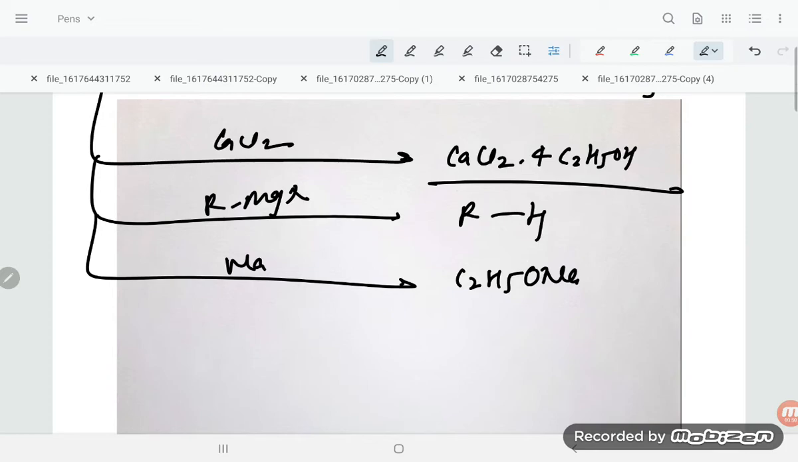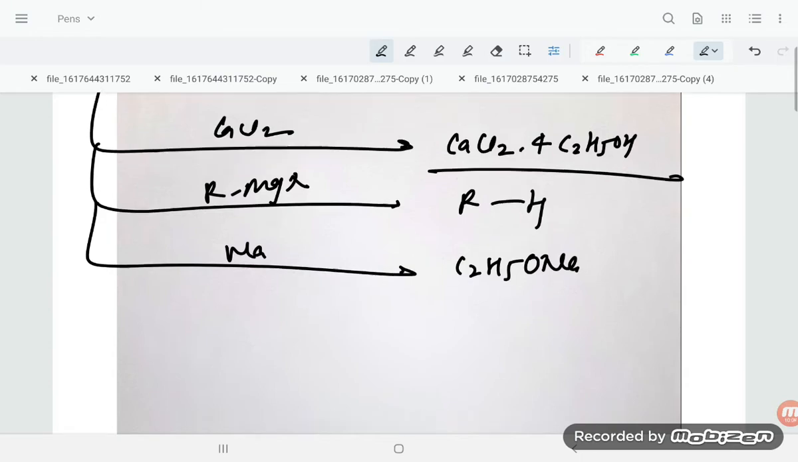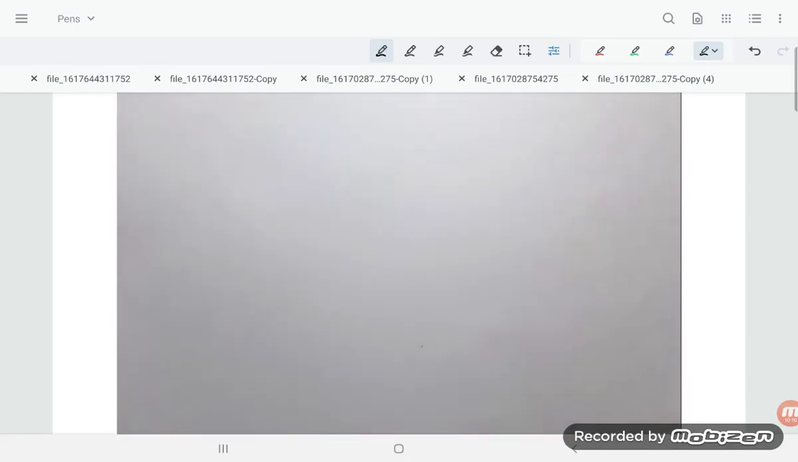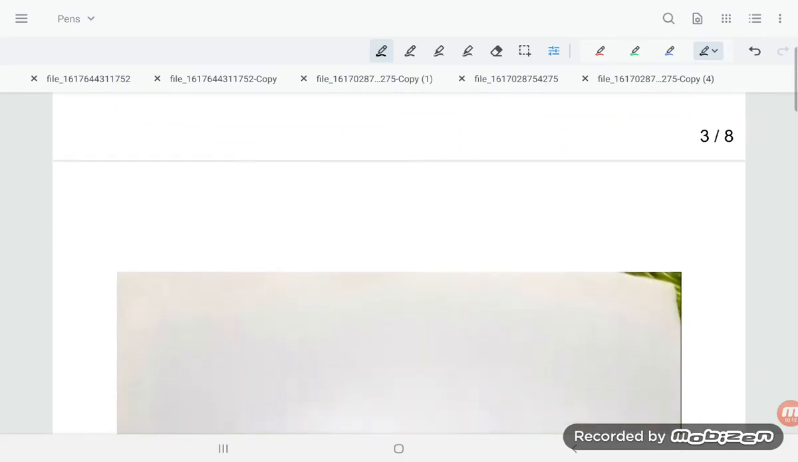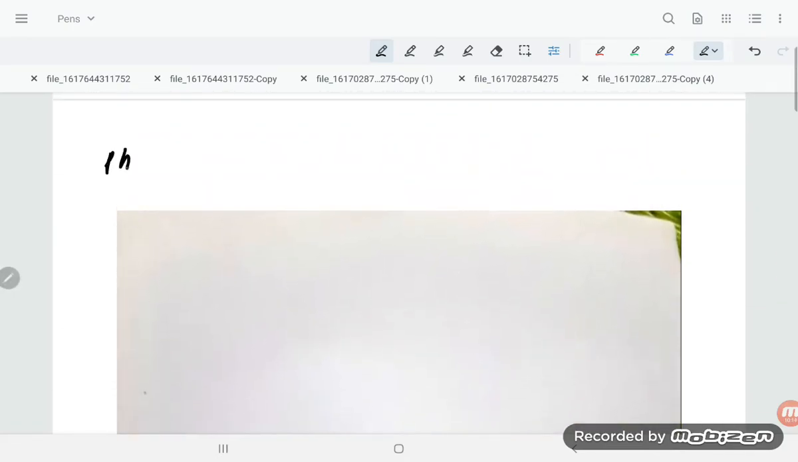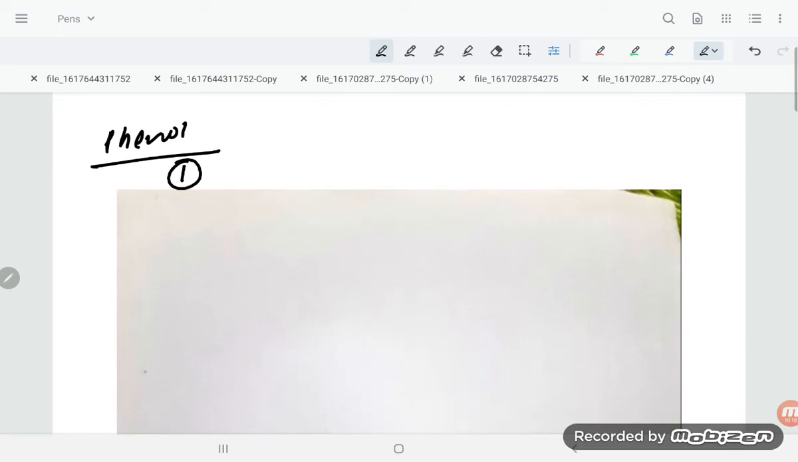So this is all about the chemical properties of the alcohol, dear student. Now what we are going to study is the preparation of phenols. The next topic is the phenol. Firstly, we are going to study the methods of preparation.